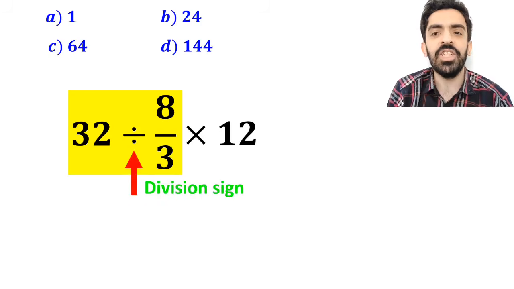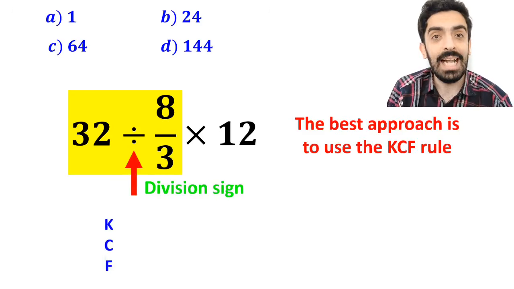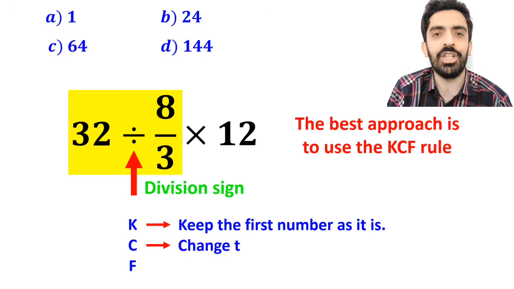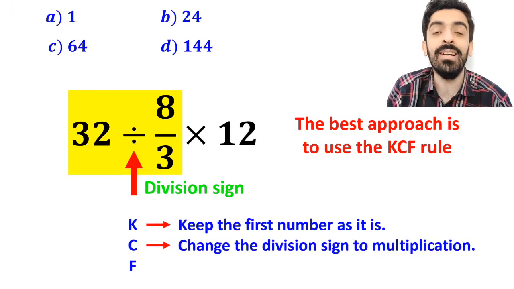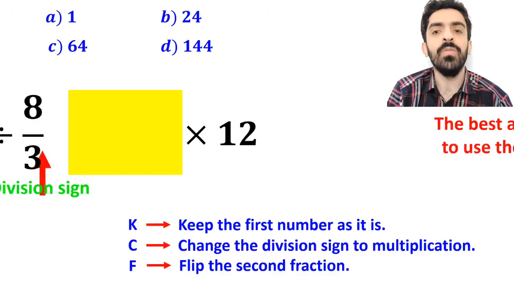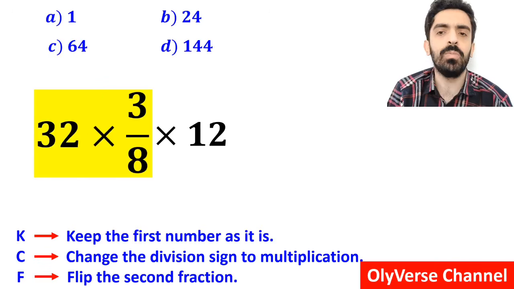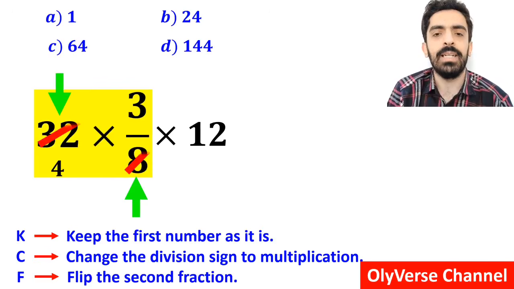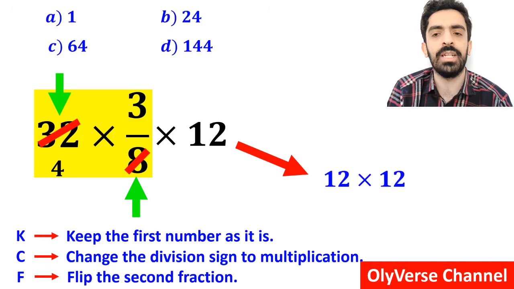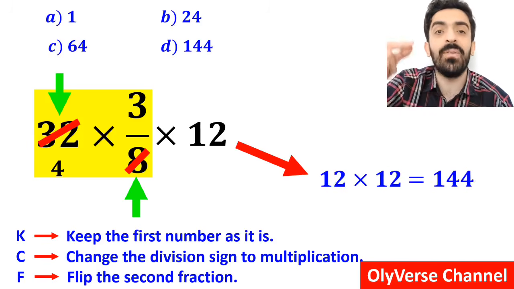Okay, whenever we see a division sign between two terms, the best approach is to use the KCF rule. In this rule, K stands for keep the first number as it is, C stands for change the division sign to multiplication, and F stands for flip the second fraction. So, we remove the highlighted part and replace it with 32 multiplied by 3 over 8. Okay, as you can see on the screen, the number 32 simplifies with the 8 in the denominator, and instead of this expression, we can write 12 multiplied by 12, which finally gives us the answer 144.